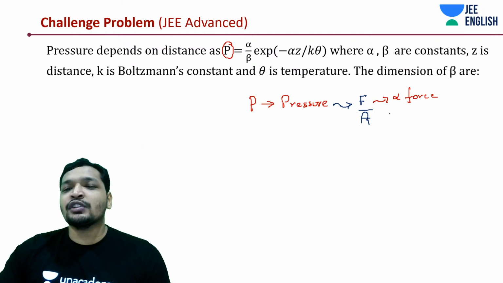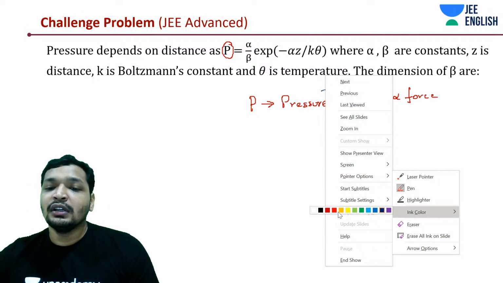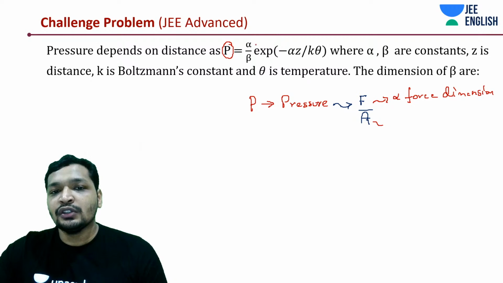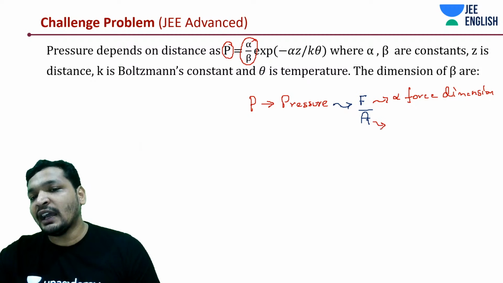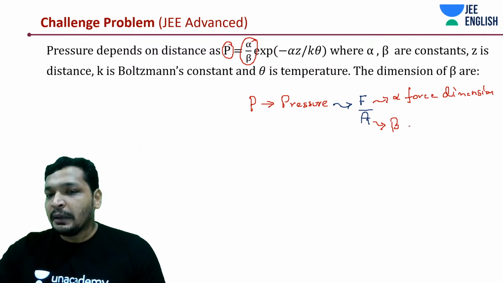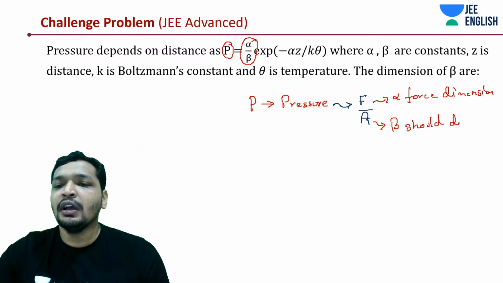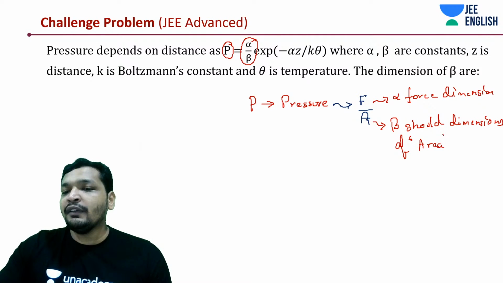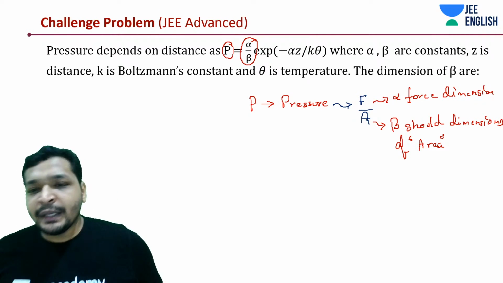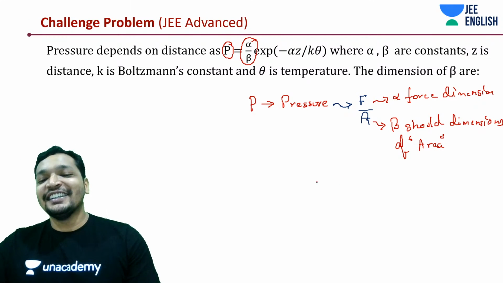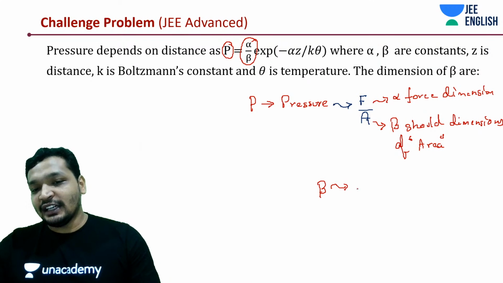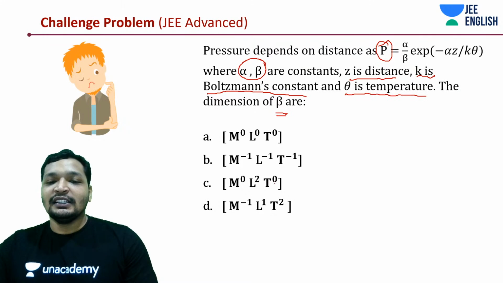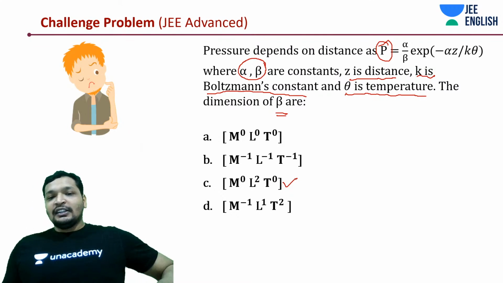And pressure is force by area. Since α has the dimensions of force, what should β have? β should have dimensions of area. Is that what it is? Yes. Now, what is the dimension of area? The dimension of β is the same as the dimension of area, which is L to the power 2. It was a simple question. Answer should be C. Alright, let's move on to the next one then.